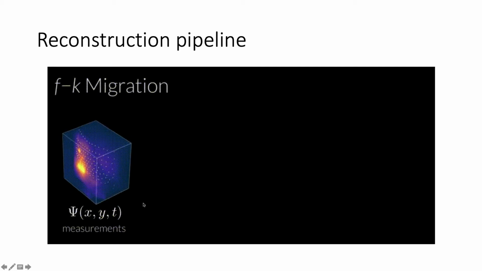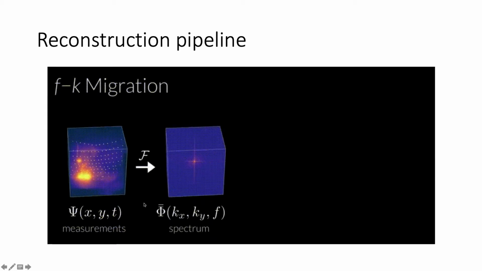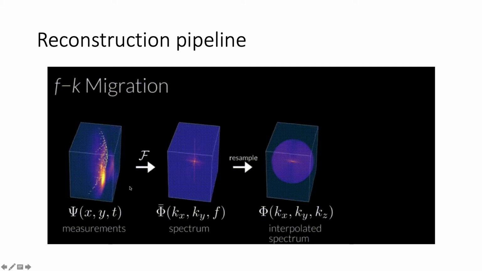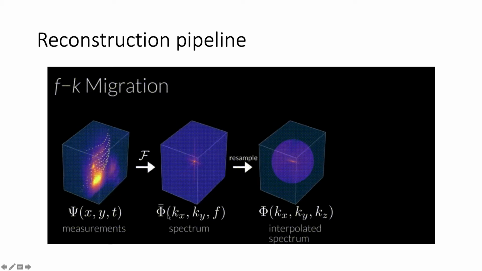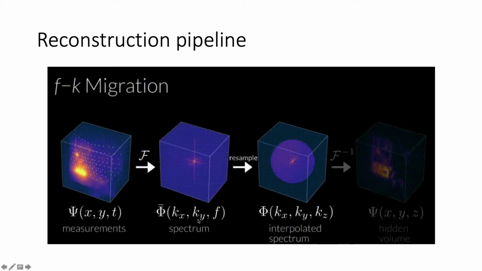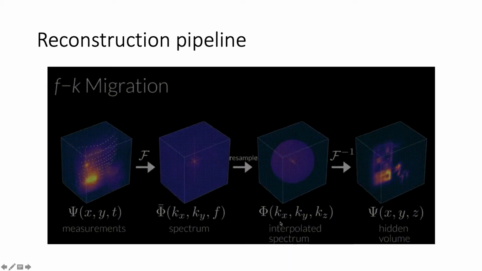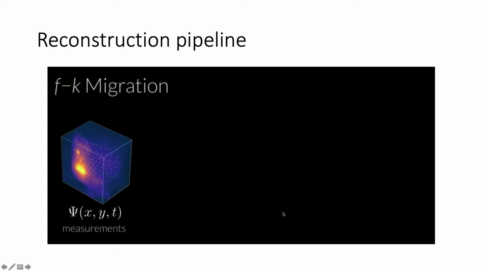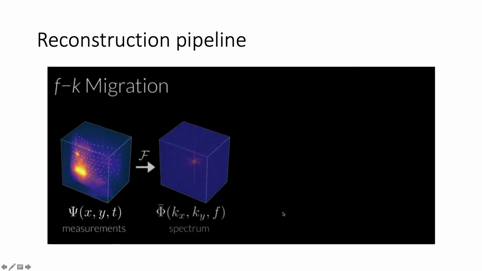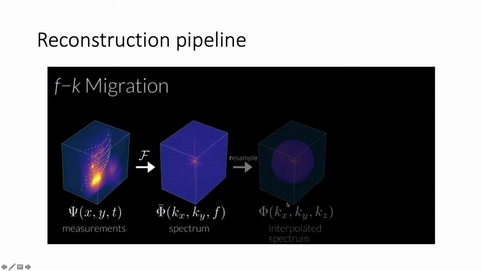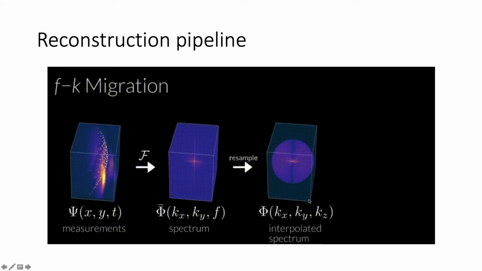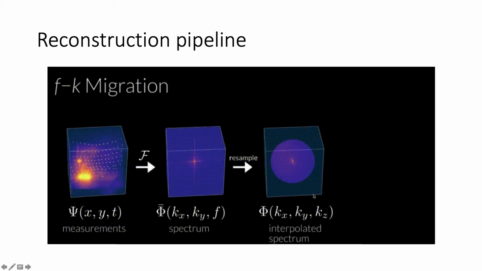Here is the reconstruction pipeline. Psi refers to our original measurement. Phi bar is the spectrum of the measurement after FT. And phi is the new spectrum after interpolation. Pretty clear, right? Now let's dive into the details.